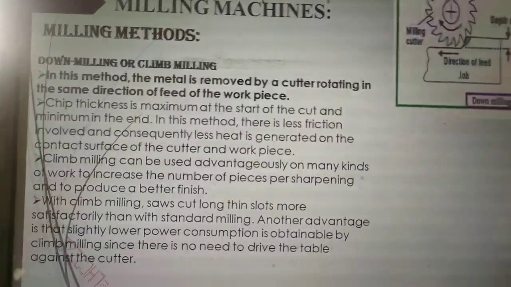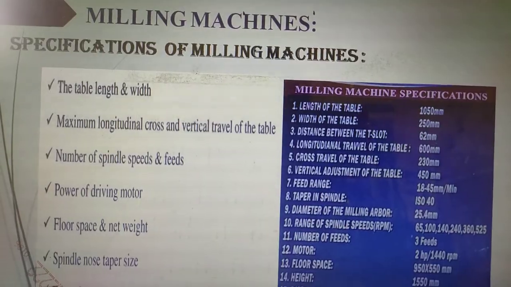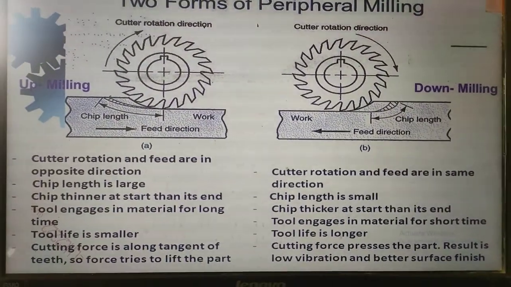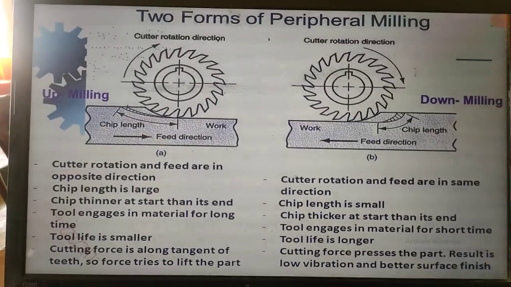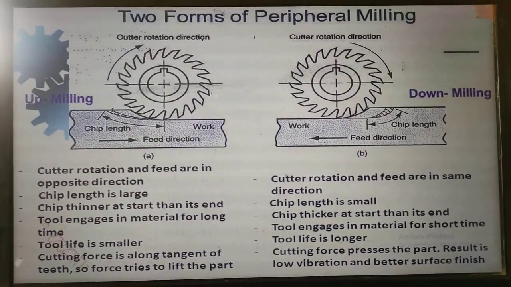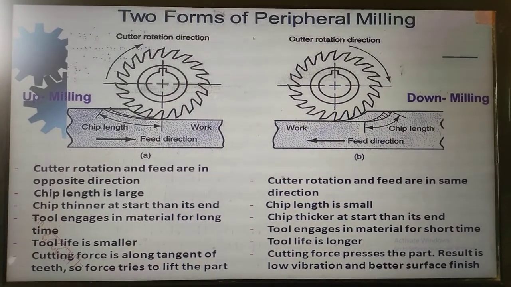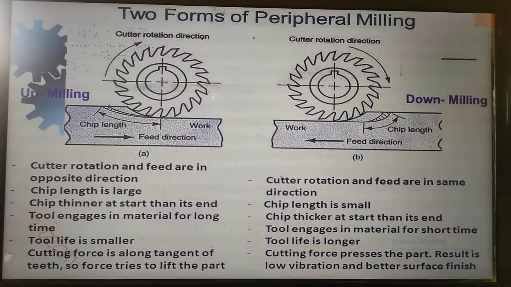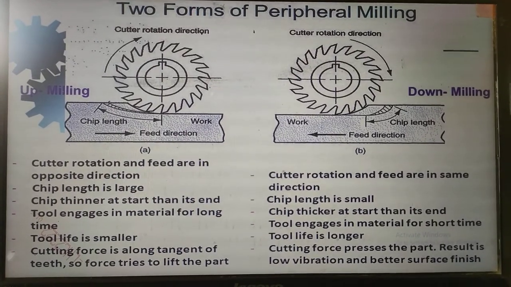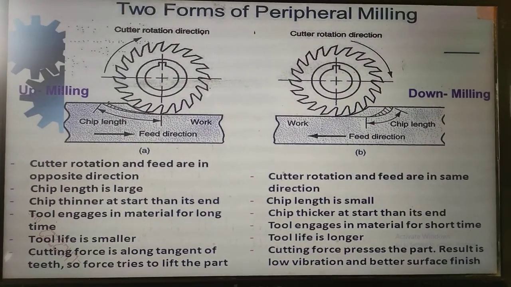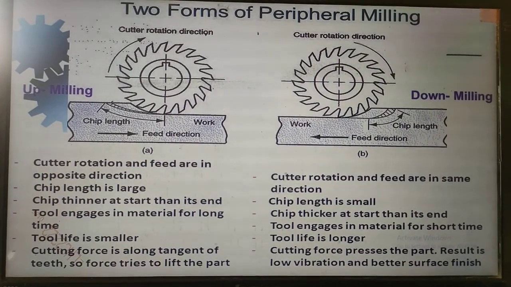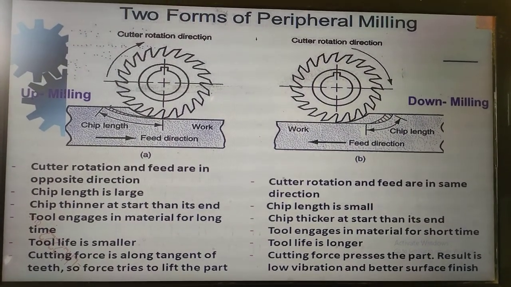I'll show what the main differences are between up milling and down milling. Here in up milling, the cutter rotation and feed are in the opposite direction. In down milling, the cutter rotation and the feed are in the same direction. The length of the chip, I already told you, is large in up milling and very small in down milling. In up milling the tool engages the material for a long time, while in down milling the tool engages the material for a short time.